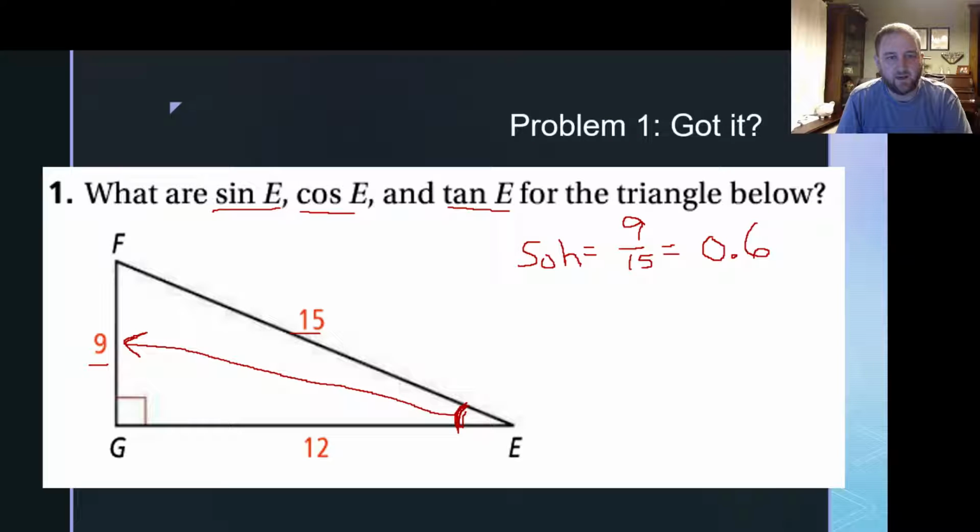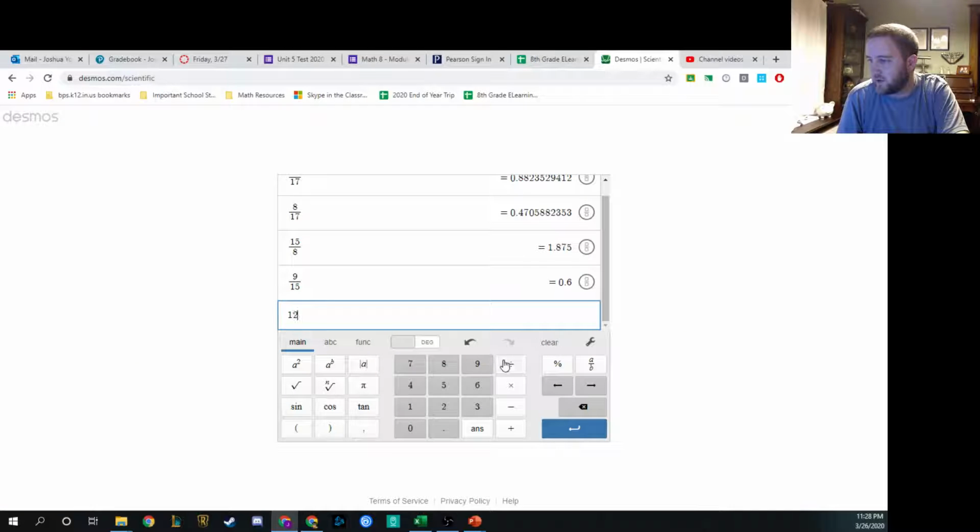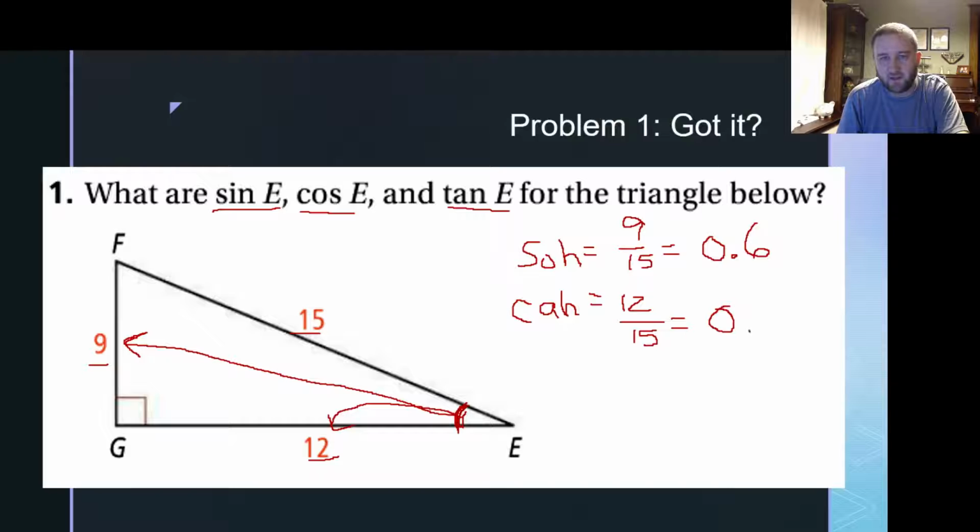Okay, now the cosine, CAH, adjacent over hypotenuse. Okay, adjacent, that's this side right here, adjacent over hypotenuse, so 12 over 15. So 12 divided by 15 gives you 0.8.